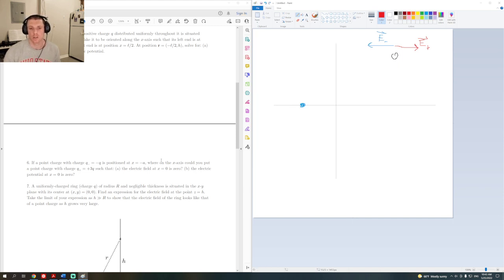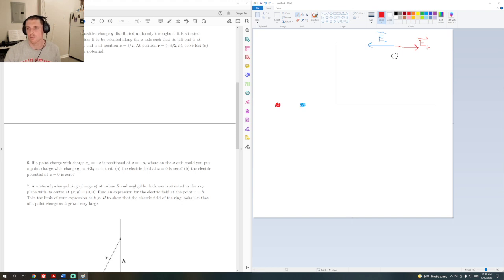And I'm going to just argue that because the magnitude of the positive charge is 3 times as large as the magnitude of the negative charge, the positive charge should probably be somewhere out here, right? It's got to be to the left of the negative charge. Otherwise, there's no way we could have this cancellation, because the magnitude of the electric field due to the positive charge is going to be larger than the magnitude of the electric field due to the negative charge.